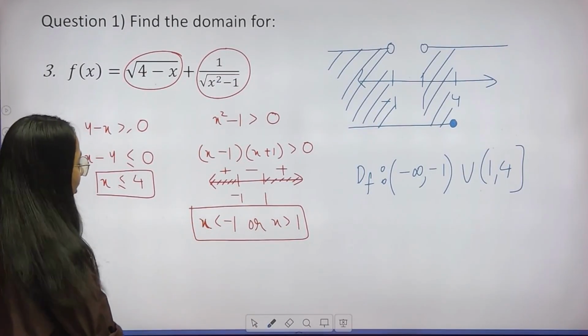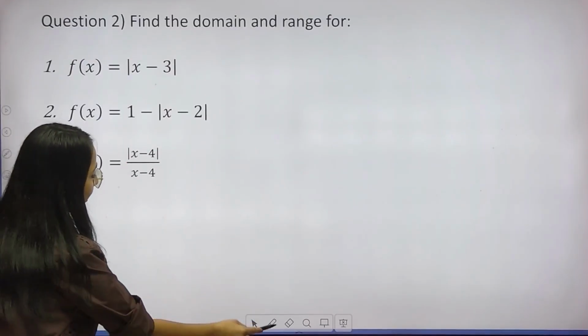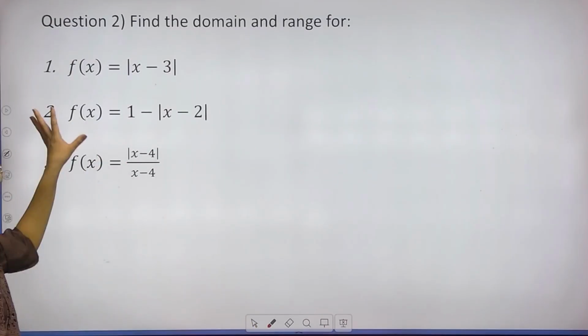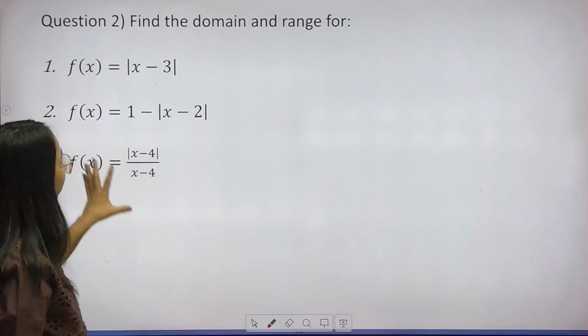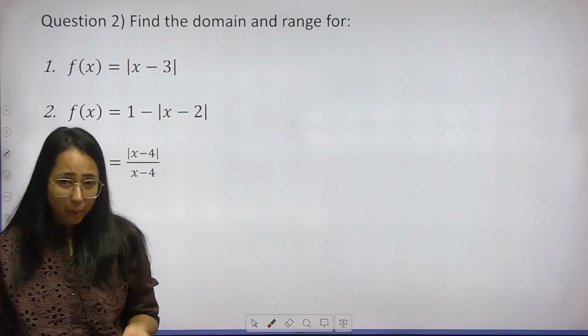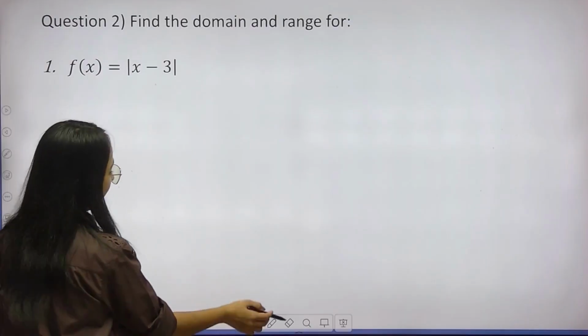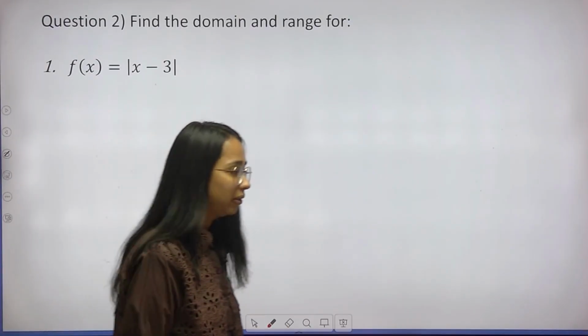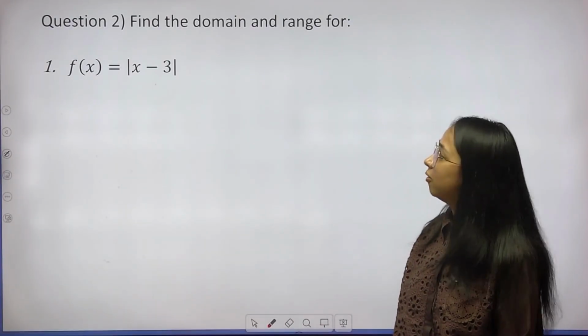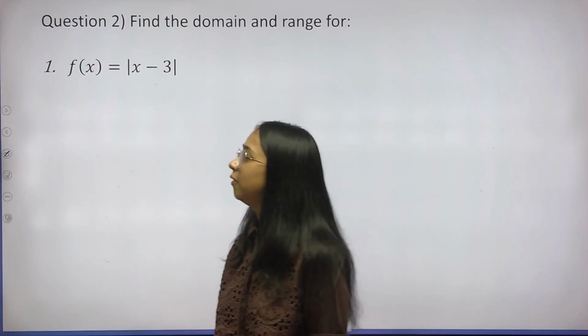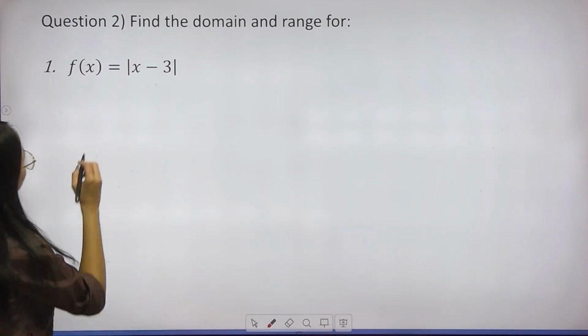Okay. All right. So let's try a few more questions. Now, for the next set of questions, we need to find both the domain as well as the range. Okay. So let's do one by one. First of all, we'll find the domain and range of f of x is equal to modulus of x minus 3.